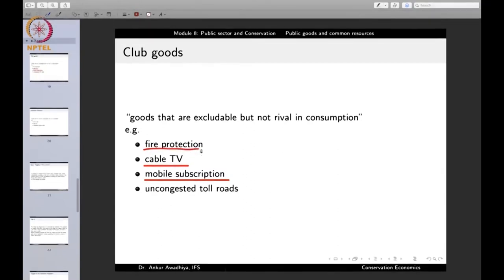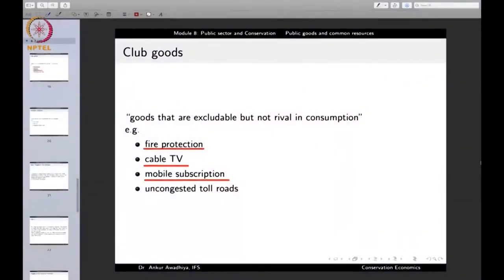Fire protection. If my house is protected, it does not reduce the quality of protection of your house. If there is a fire and if we have a fire service, then you are also going to benefit, I am also going to benefit. So it's not a rival in consumption. But it is excludable because if a private company provides this service, the company can always say, okay, those people who pay for the subscription are going to get the fire services, others are not going to get it.